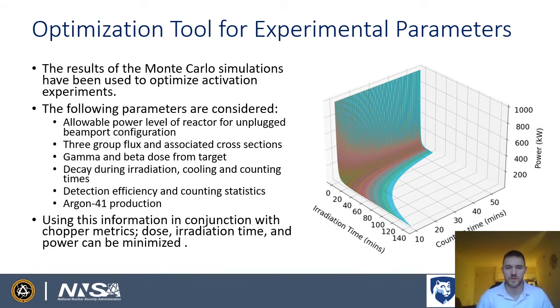One is the allowable power level of the reactor for the unplugged beam port configuration. We assumed three group neutron flux and used the associated cross sections, with fast flux and fast cross sections. It also had considerations for gamma and beta dose from the considered foil or wire. This also took into account decay during irradiation, cooling, and counting times. We assumed some parameters for detection efficiency and counting statistics, while also considering the argon-41 production based on power level and irradiation time.